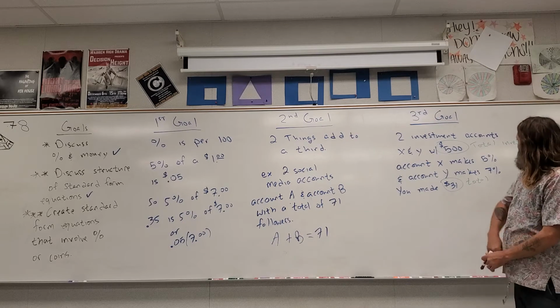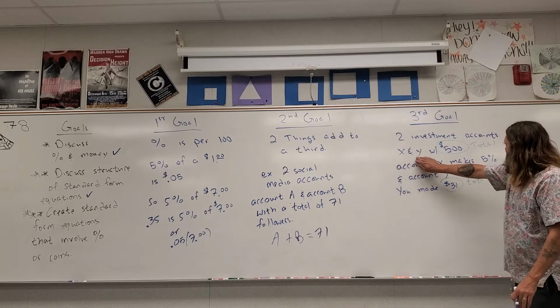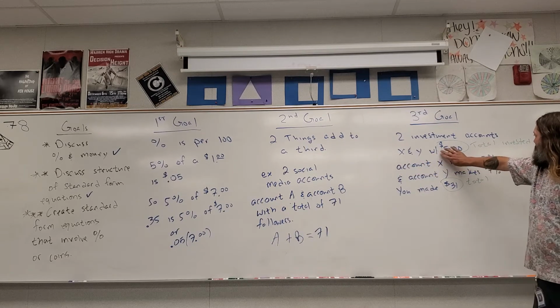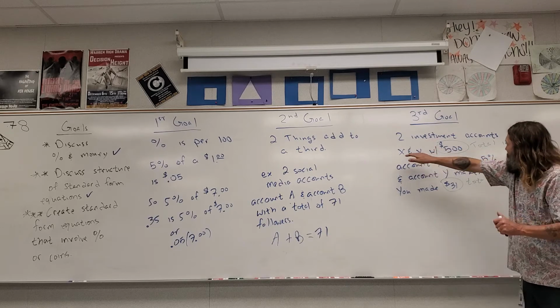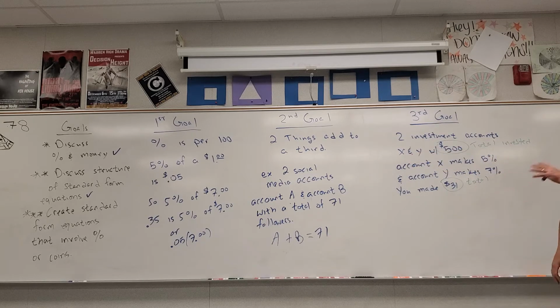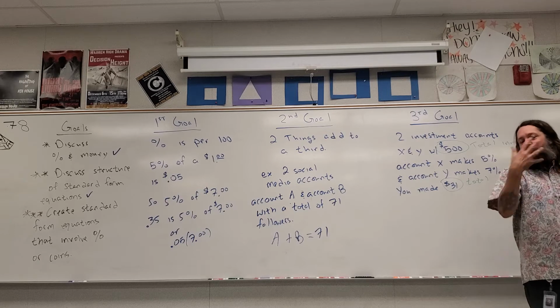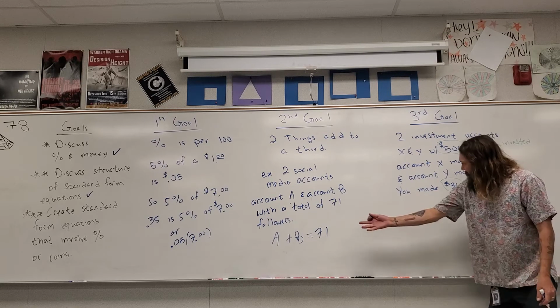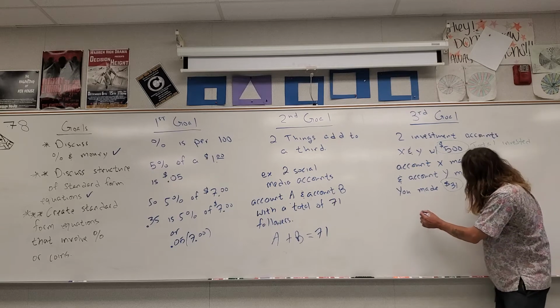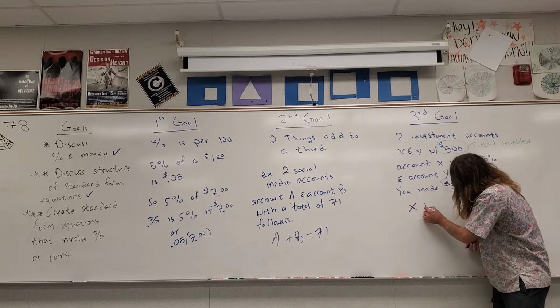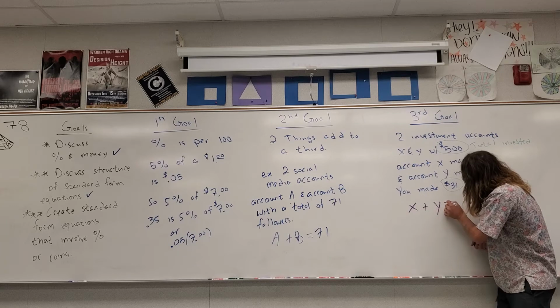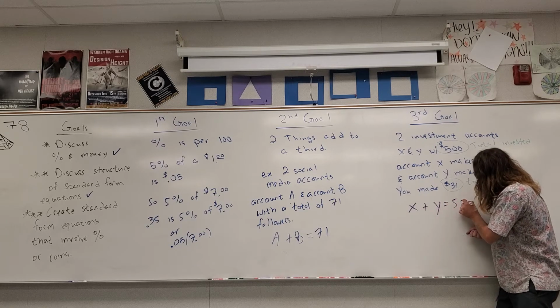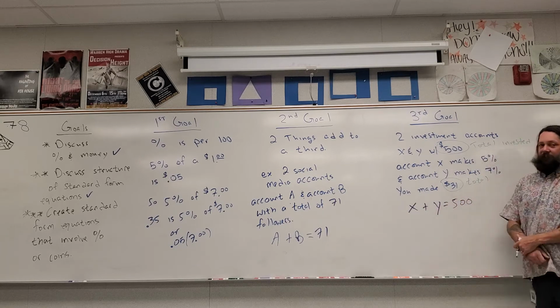So I know that I have investment accounts X and Y, and together they add up to $500. I should have made that more clear. So you have two investment accounts, X and Y, which add up to a total of $500. Okay, so that means that just like right here, I could say that the amount that I have in account X plus the amount that I have in account Y, that's going to be equal to $500. That's how much money I have.